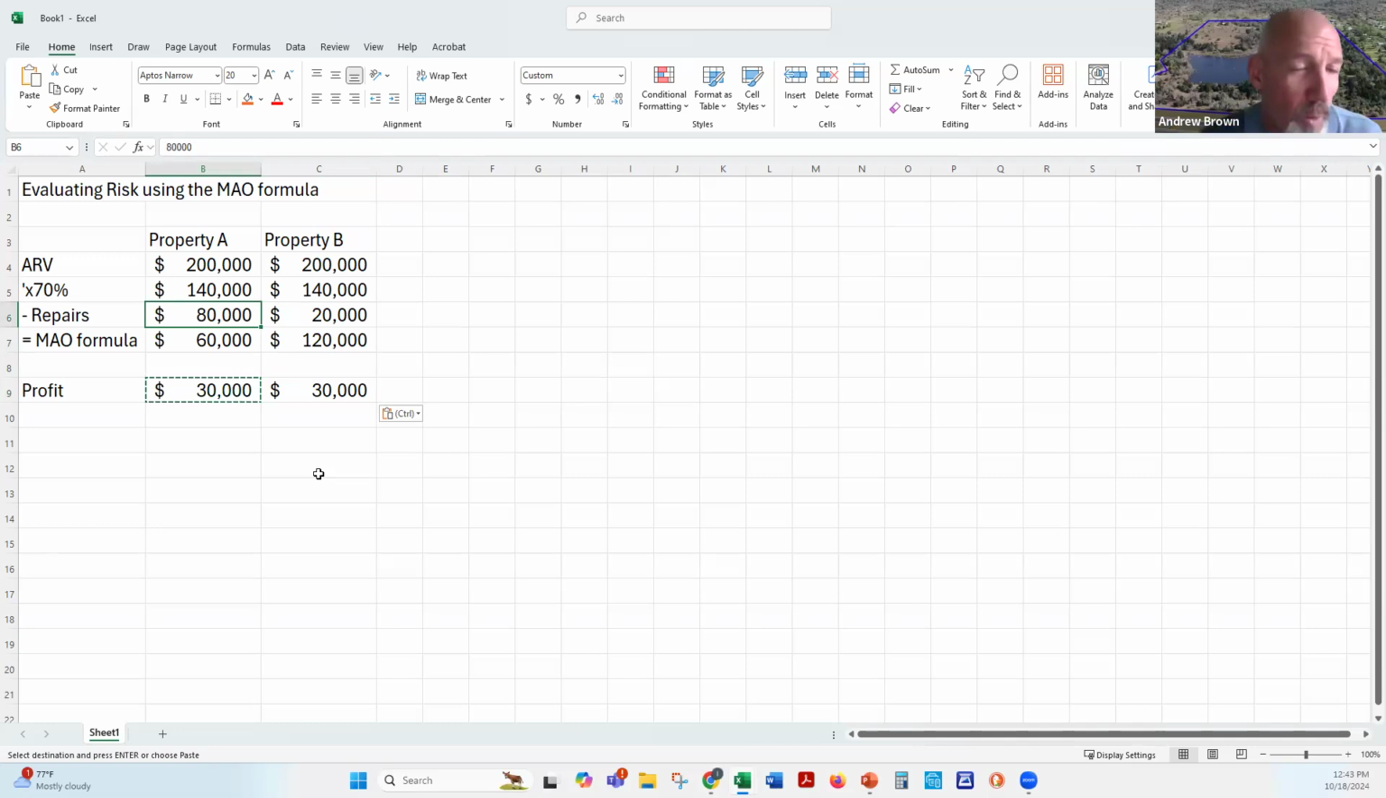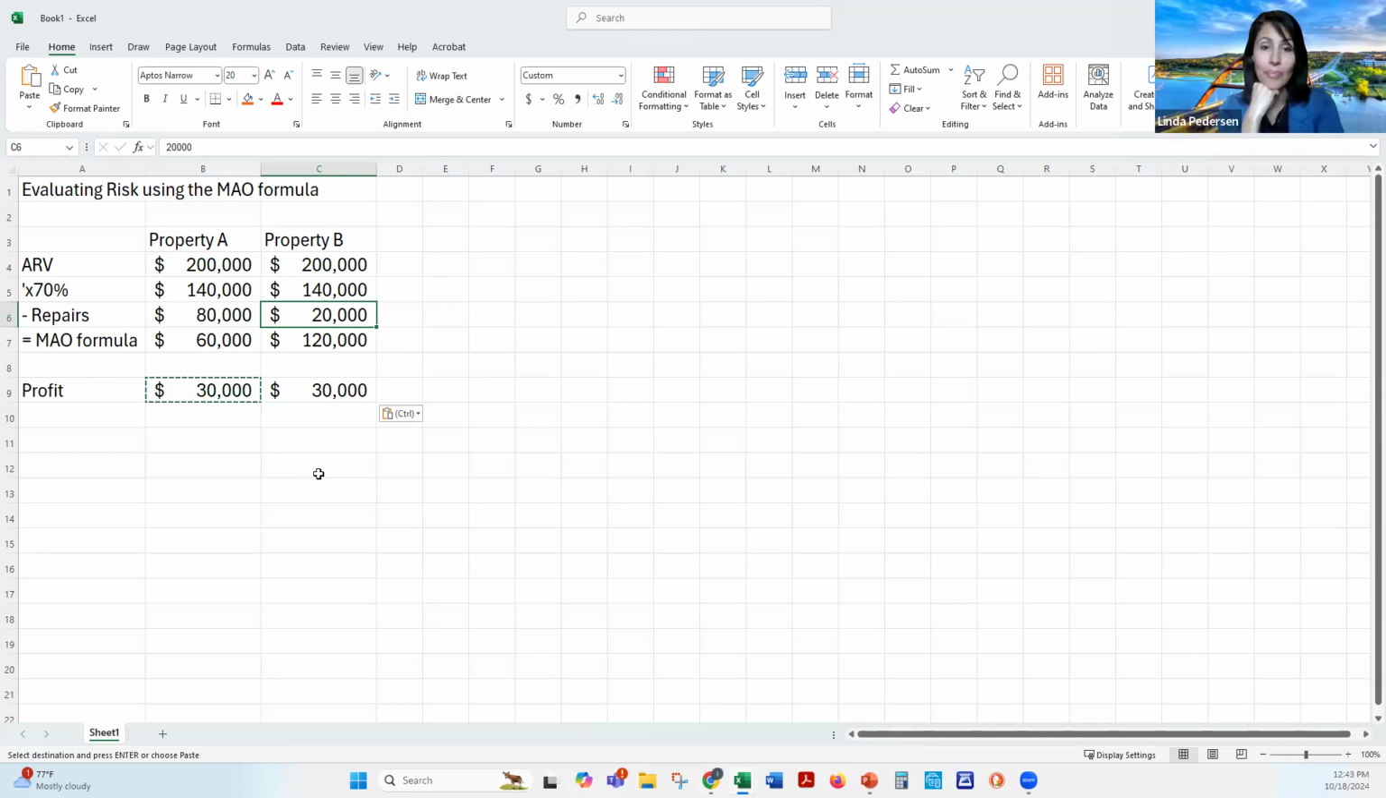So I do want to just call out that not only are they not the same, if you had a choice, let's say you could only have the bandwidth to do one of these, I'm jumping on property B. And here's the reason why. As I mentioned, the holding costs will eat you alive. And if you only need to do 20,000 in repairs versus 80,000, I'm going to assume that property B is going to get done a lot faster.